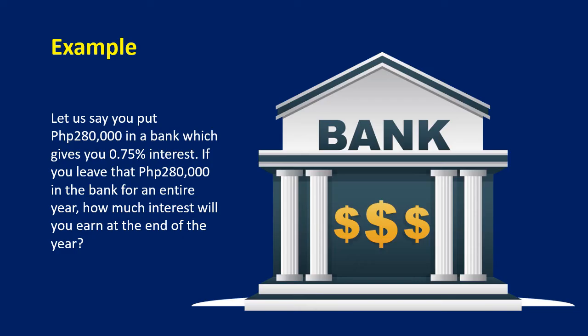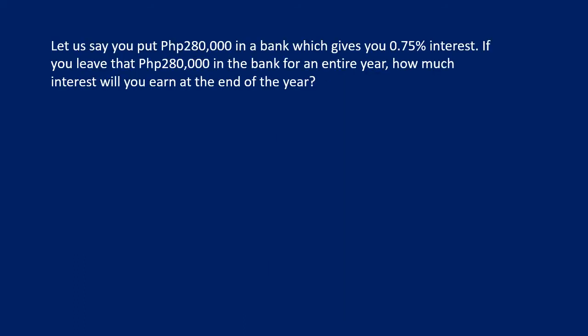Next example. Suppose that you put 280,000 in a bank which gives you 0.75% interest. If you leave that 280,000 in the bank for an entire year, how much interest will you earn at the end of the year? Now, take note here that it doesn't say whether it's compound or simple. However, since we're just getting 1 year, it doesn't really matter if it's simple or compound. You will still get the same interest, right?